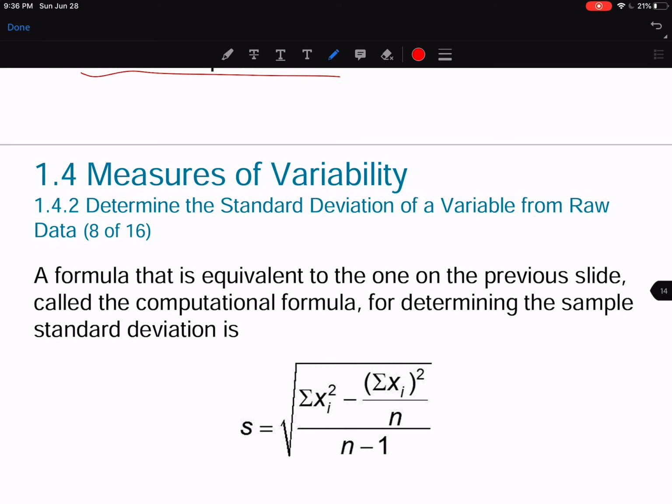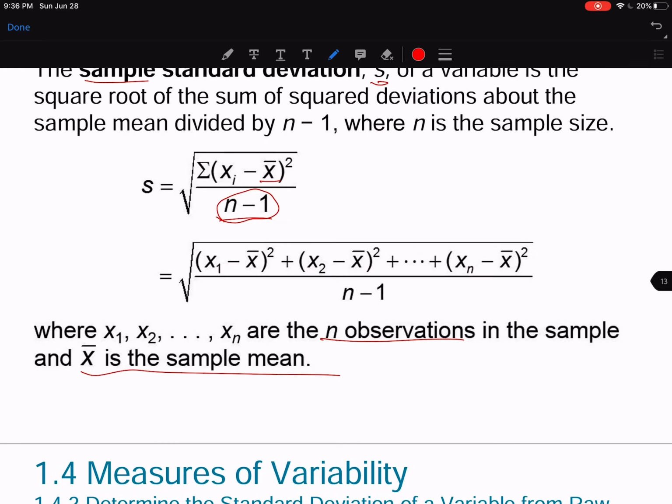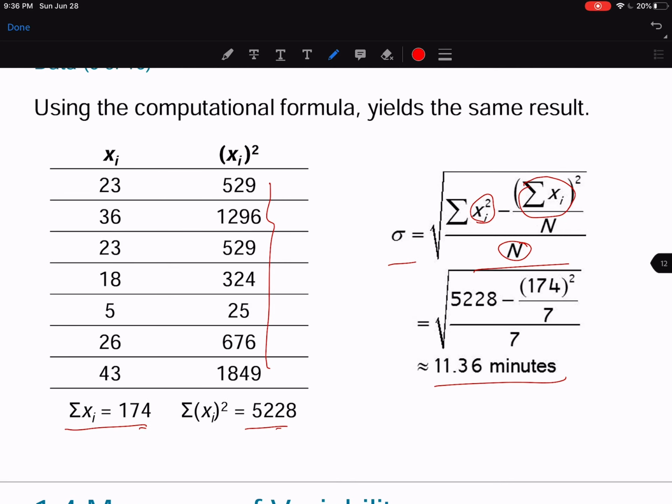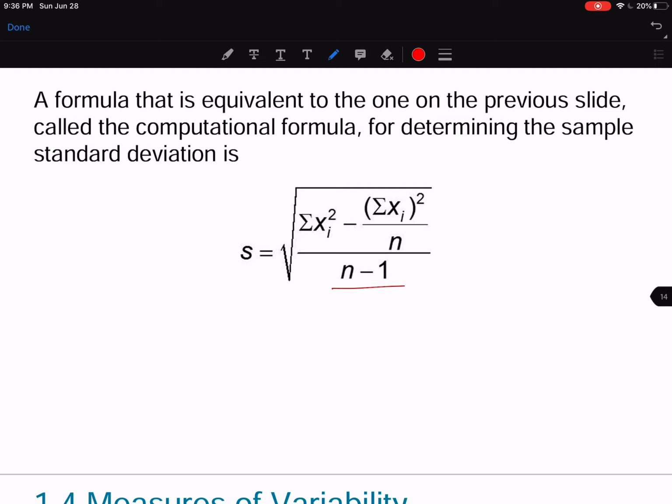Similarly, there is a formula that is equivalent to the one on the previous slide, called the computational formula for determining the sample standard deviation. We have another equivalent form for the sample standard deviation, which is this over here. This is very similar to the one we just saw. Once again, the difference is that we have a -1 on the bottom here.